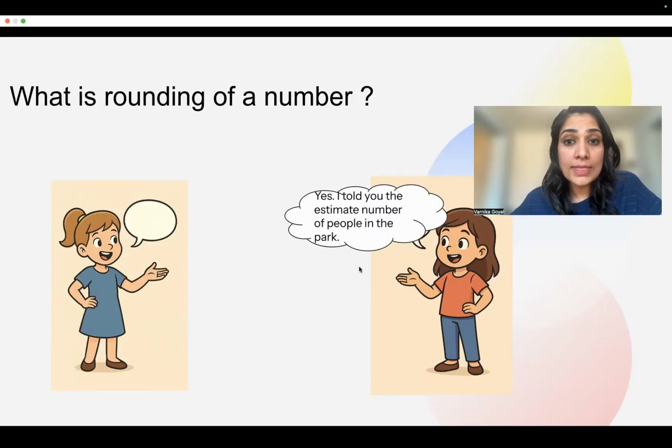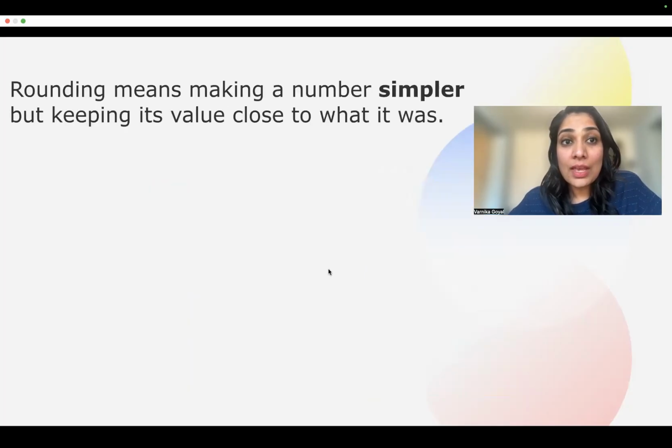Yes, I told you the estimated number of people in the park, which makes sense. It's very difficult to find out exactly how many people were there in Disneyland, right? But in many cases, you don't really need the exact number. An estimate is enough, and sometimes finding the exact number is very difficult. So that's what rounding is. It means making a number simpler, but keeping its value close to what it was.